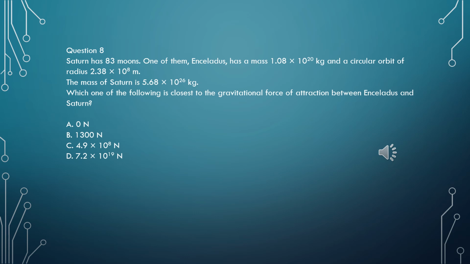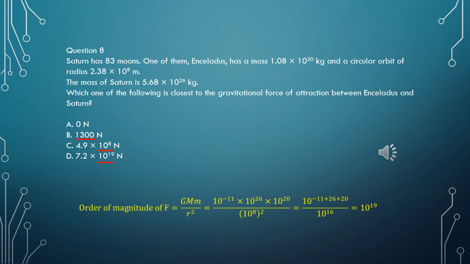Calculate the gravitational force between Enceladus and Saturn. Before calculation, please read the answers. There is a huge difference in order of magnitude among these four answers. We only calculate the order of magnitude, not the actual force's value. So, D is correct.